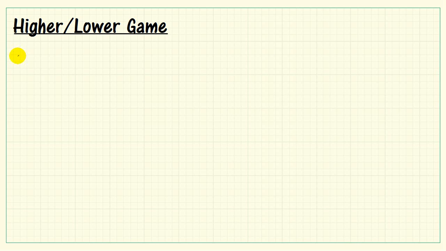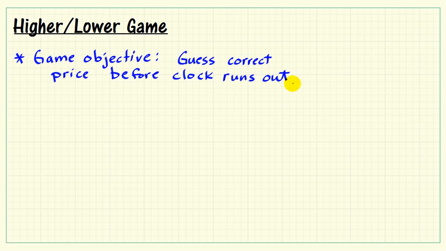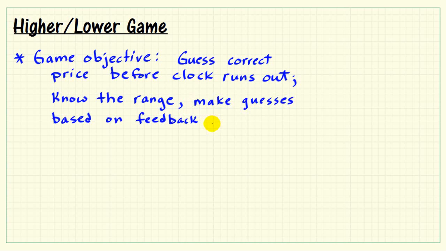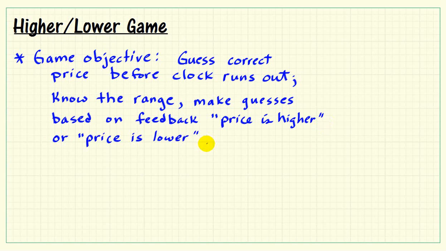Well, let's take a look at implementing the higher-lower pricing game in LabVIEW. The game objective is to guess the correct price before the clock runs out. That is, we want to do it as quickly as possible. We know the range, or the lower and upper limits of the price, and then we make guesses based on feedback. The feedback says the actual price is higher than our guess, or the actual price is lower than our guess.